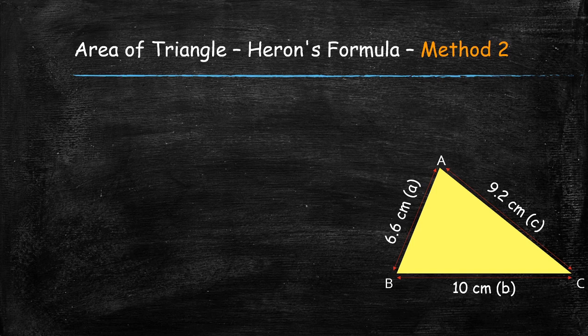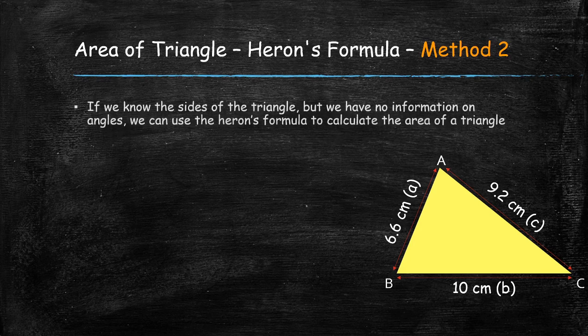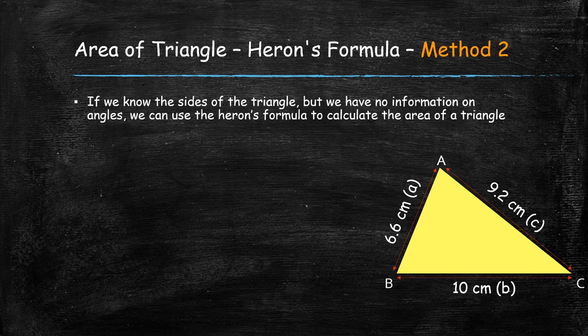We do not know any of the angles. We do not know angle A, we do not know angle B, we do not know angle C. But we know the sides of the triangle. So, if you know the sides of the triangle and have no information about the angles, we use the Heron formula to calculate the area of a triangle.